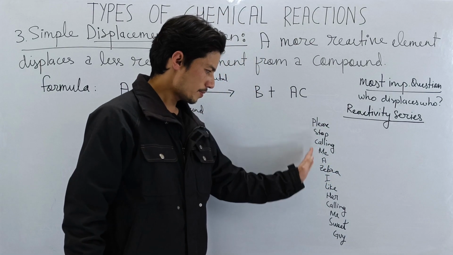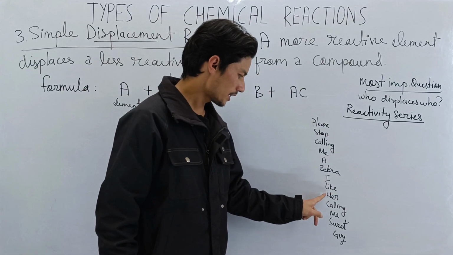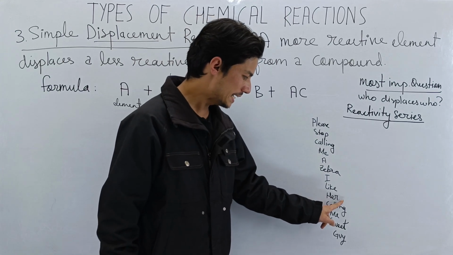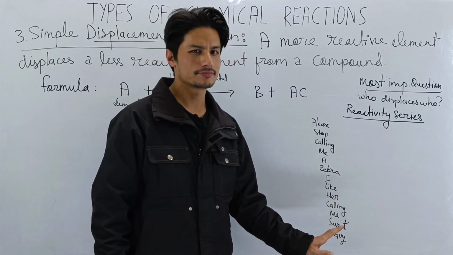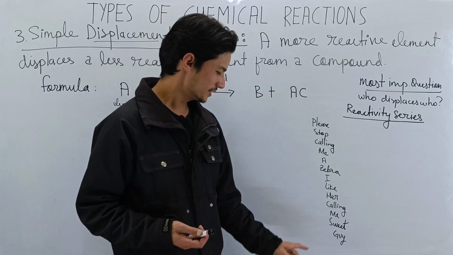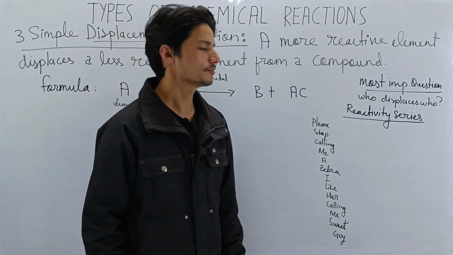So you have to remember this phrase, and you have to write it down like this. Please stop calling me a zebra. I like her calling me sweet guy. If you are a girl, then please stop calling me a zebra. I like him calling me sweet girl. After all, I'm a guy, so I'll use this. If you're a girl, then you change it to him, and you can change this to girl.